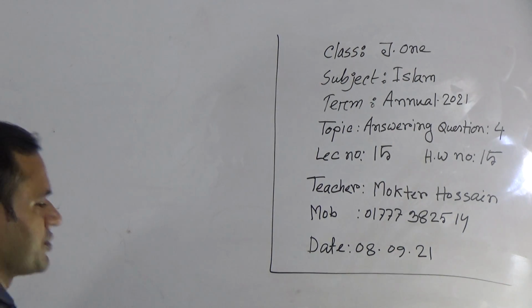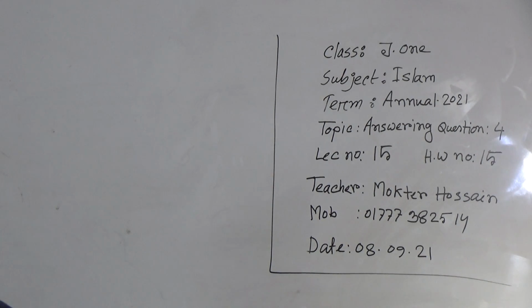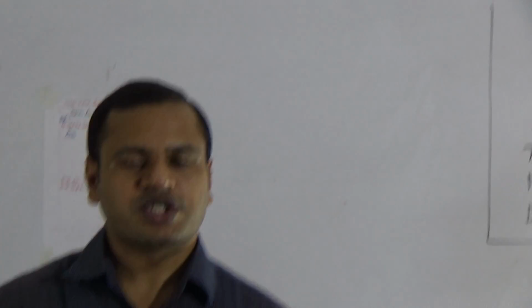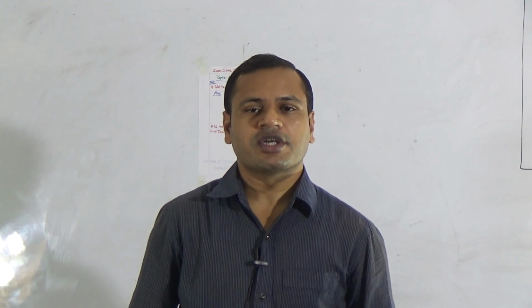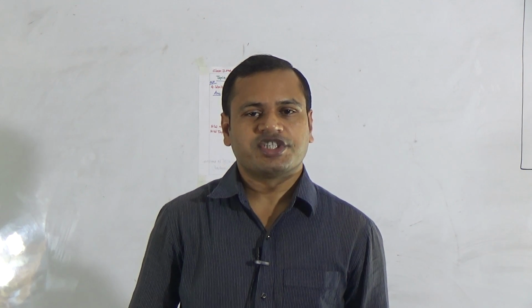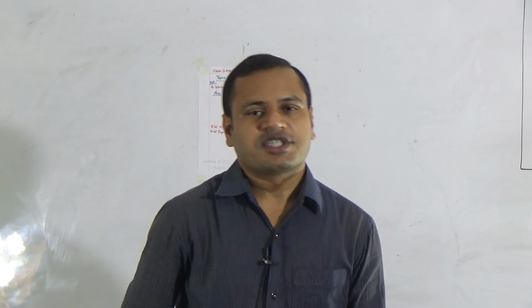Dear students, before starting our today's topic, I would like to say that we say Hamza when alif is written with harkat, that means Jabr, Jar, Pesh. So let's start our today's topic.